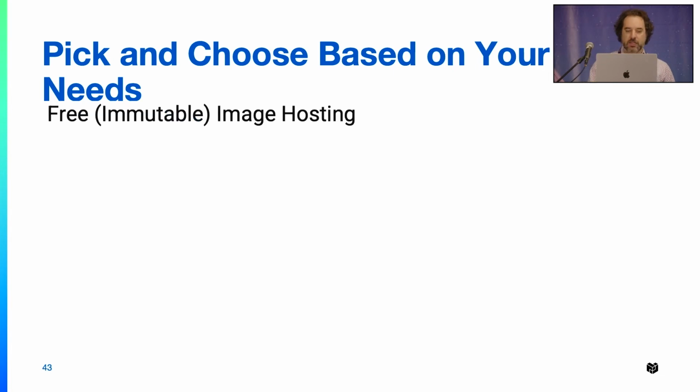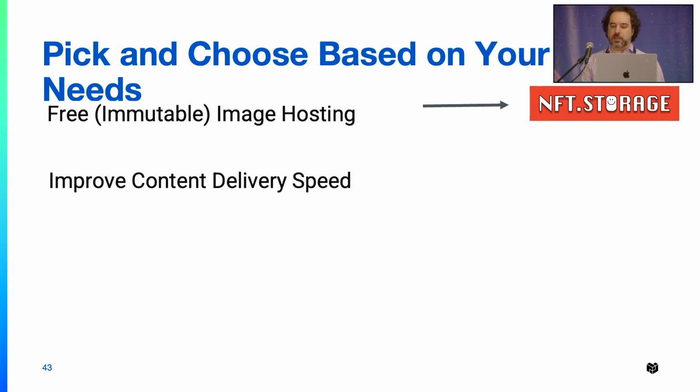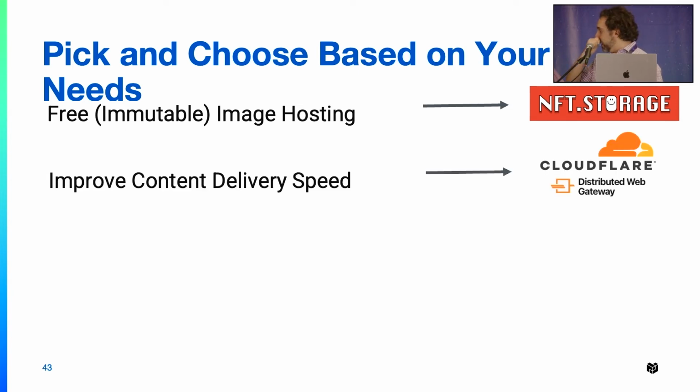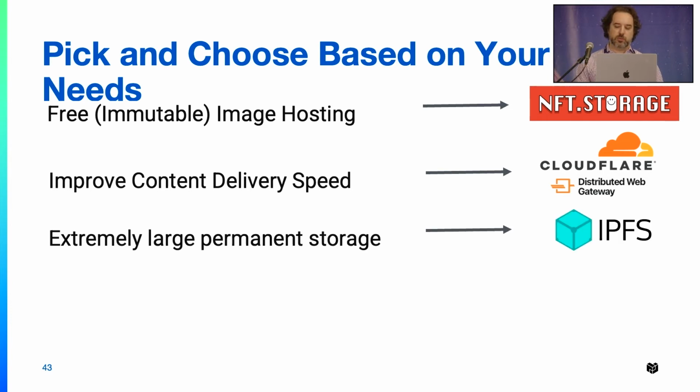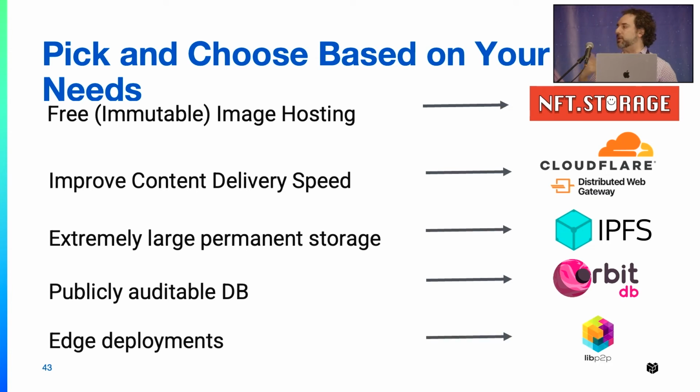So for example, let's say I need free immutable image hosting, right? You can use something like nft.storage. Let's say I want to improve my content delivery speed. I can use Cloudflare and their distributed web gateway, which already supports several browsers, Brave and others, to download content on your own. Let's say I need extremely large permanent storage. I can use IPFS. Publicly auditable DB for whatever reason, you can use OrbitDB. Or maybe I want to use edge deployments, I can use libp2p. And again, I'm just selecting in the things that I need.